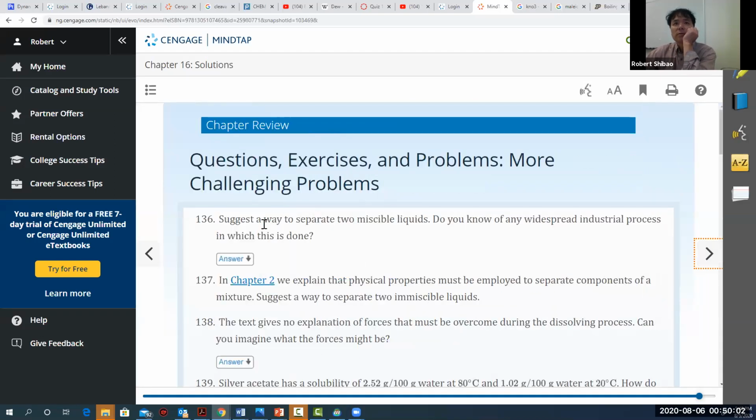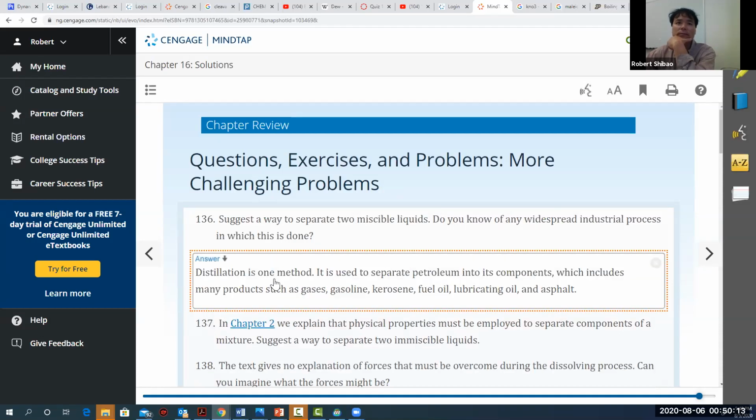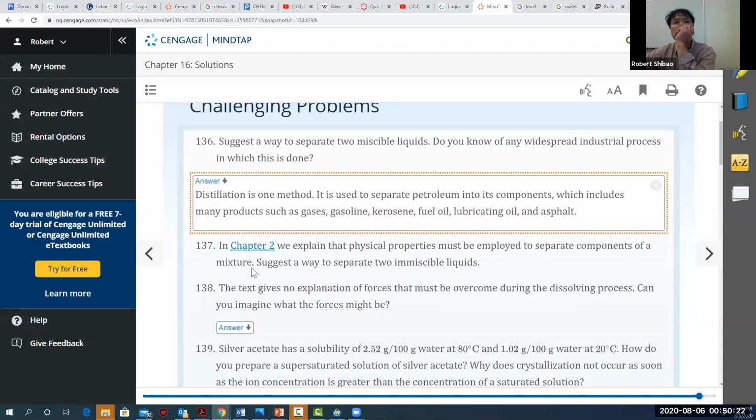Let's look at the challenging problems. Suggest a way to separate two miscible liquids. Do you know of any widespread industrial process in which this is done? Distillation. Distillation is one way to separate it, and distillation is used to separate crude oil into gasoline and kerosene, etc.